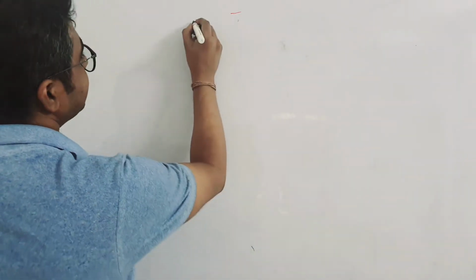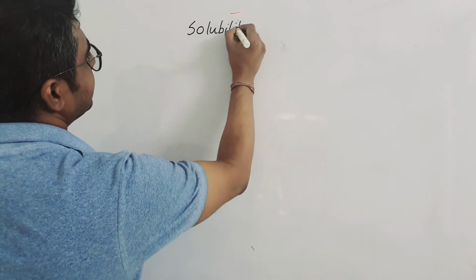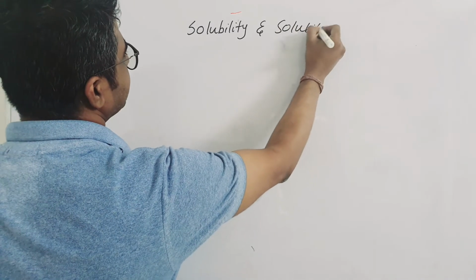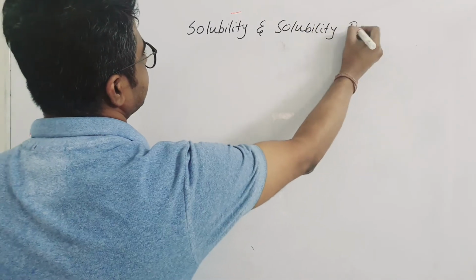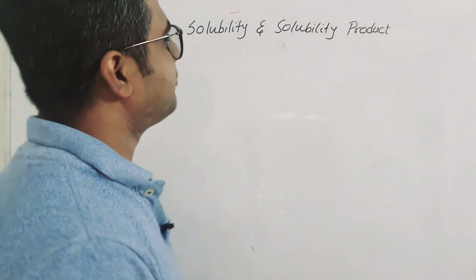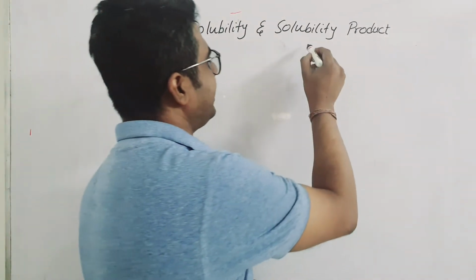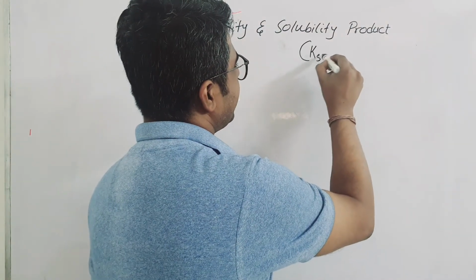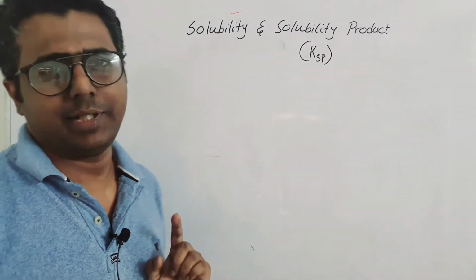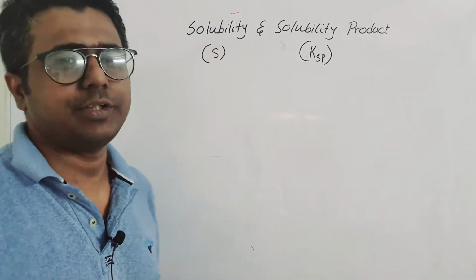Our topic is solubility and solubility product. So at this moment we already know by what we denote solubility product, right? We denote it by Ksp, and we will denote solubility by S. Okay, S. So first of all we will consider a salt.